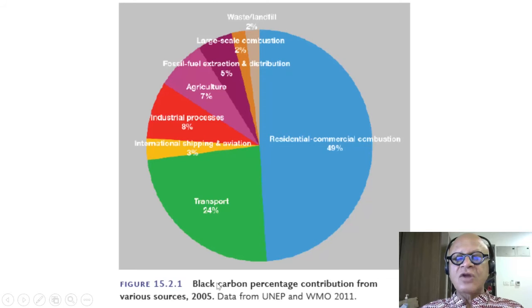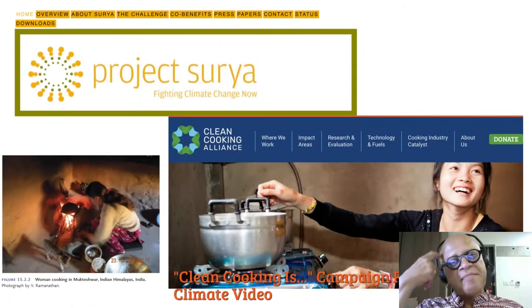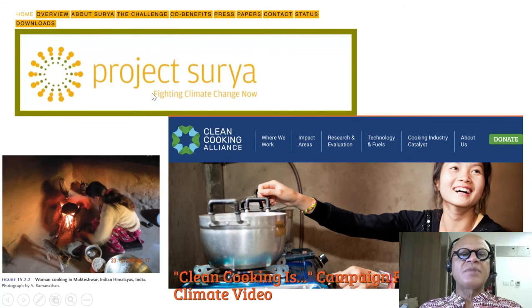Okay, black carbon percentage contribution from various sources for 2005. Residential commercial combustion is almost 50%, transport is almost 25%, and then you have international shipping, industrial processes, agriculture, fossil fuel extraction and distribution, large-scale combustion, waste, landfill, and so on and so forth. So there are many efforts like this effort by Professor Ramanathan himself in India called Project Surya. In India, in many languages including Sanskrit, Surya means sun, so solar power, sun.